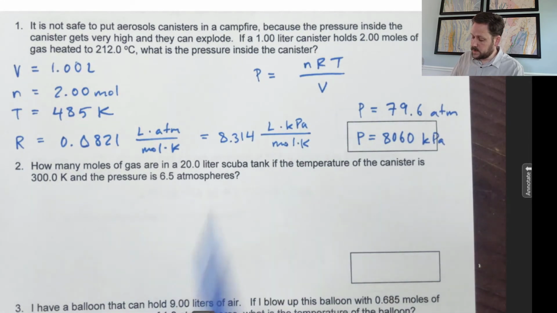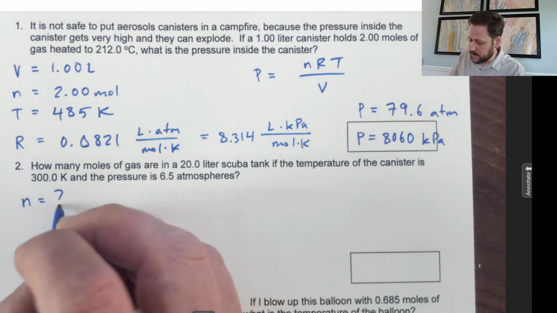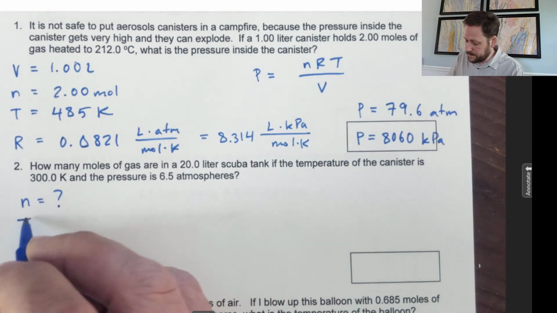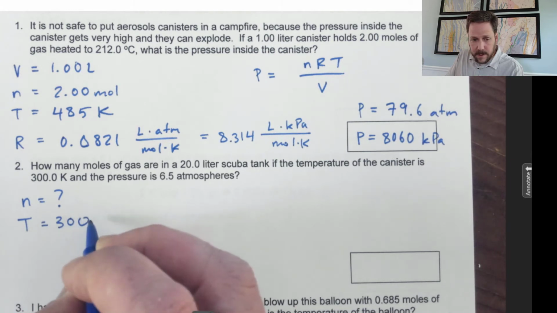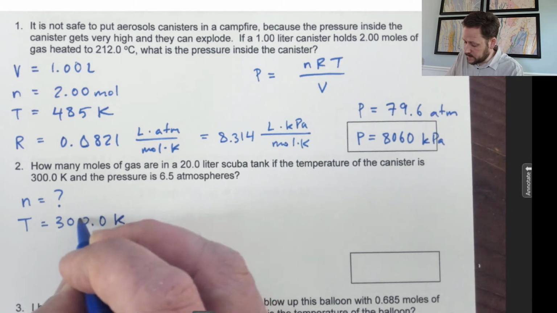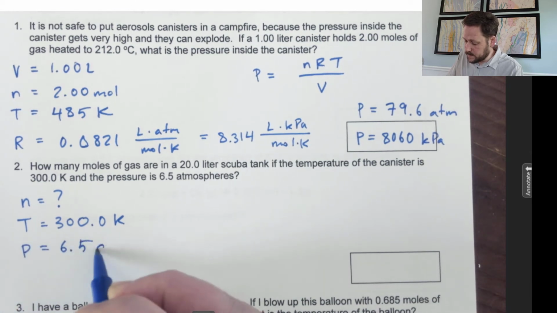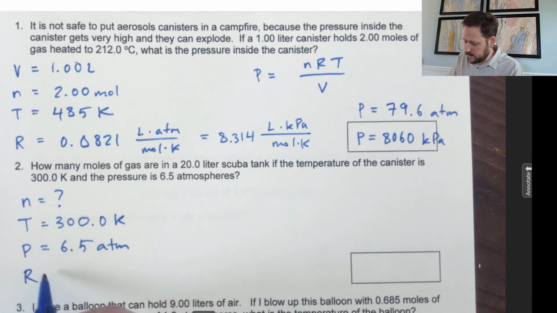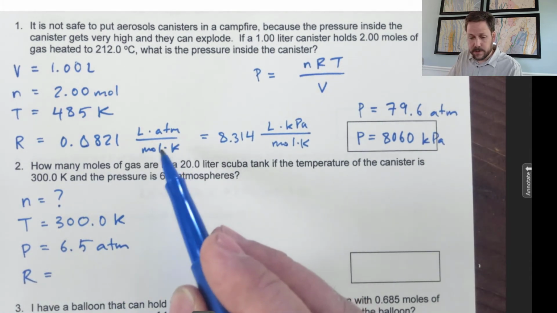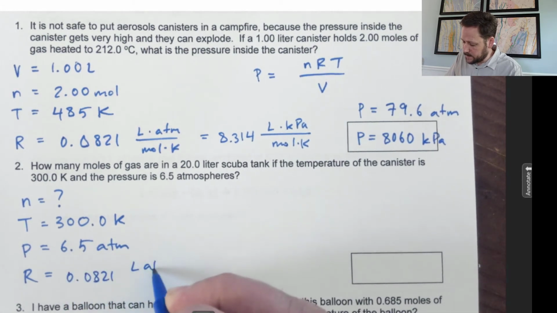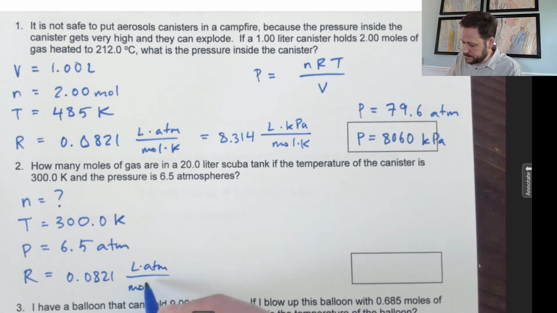In question number 2, it says, how many moles of gas are in a 20-liter scuba tank? Okay, the number of moles of gas is our unknown. If the temperature of the canister is 300 Kelvin, temperature's already given in Kelvin, and it looks like we have 4 sig figs in that case, and the pressure is 6.5 atmospheres, so only 2 sig figs here. Now the R value that I have to use here, unless I want to convert this pressure, is going to be the R value which has atmospheres embedded in it, 0.0821 liter atmospheres per mole Kelvin.